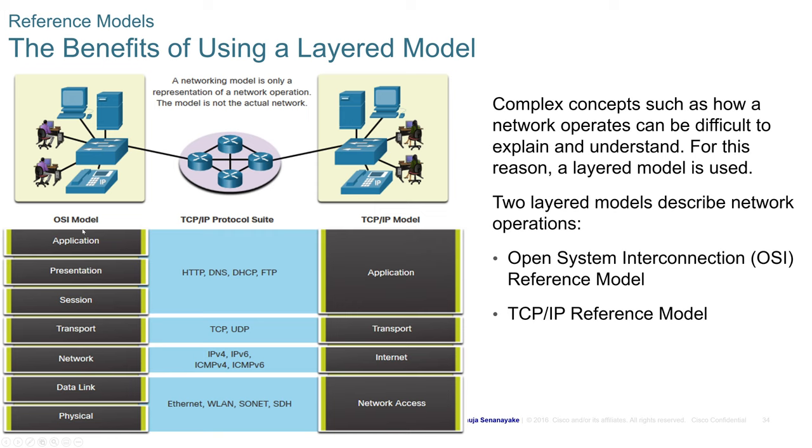For example, in the OSI model, the data link and physical layers cover Ethernet, WAN, and SONET, and in TCP/IP, they just use a single one as network access. So these are different ways of representing it. That's the difference between the models. And we will talk especially about the OSI model in this lecture series as we move forward.